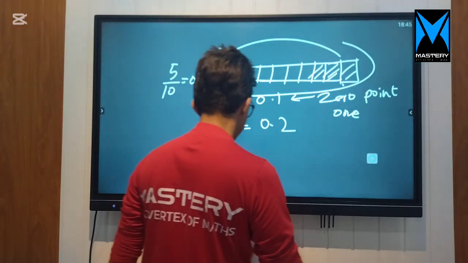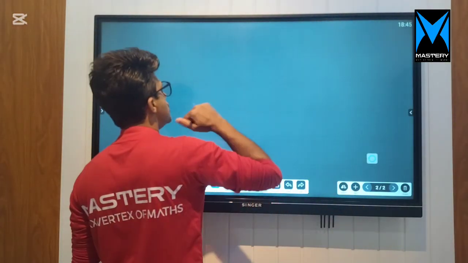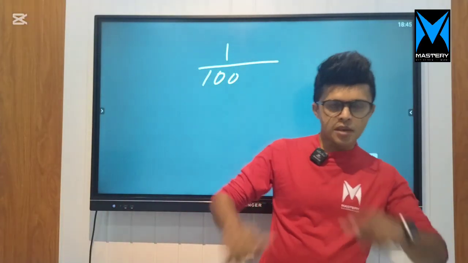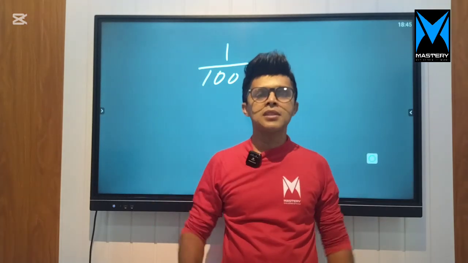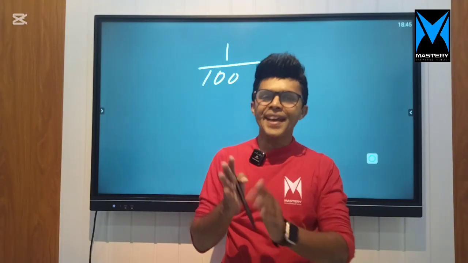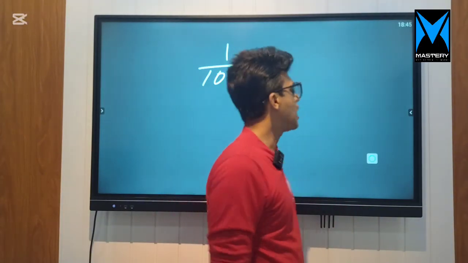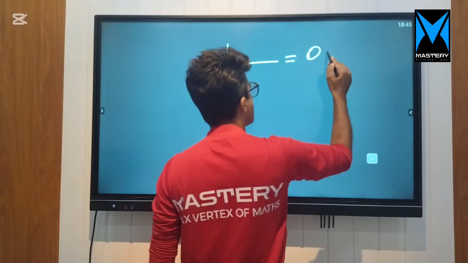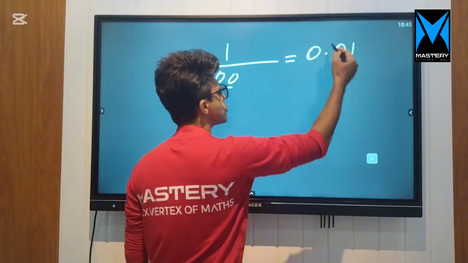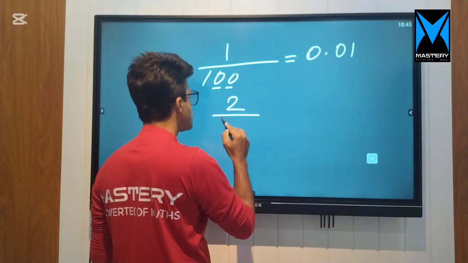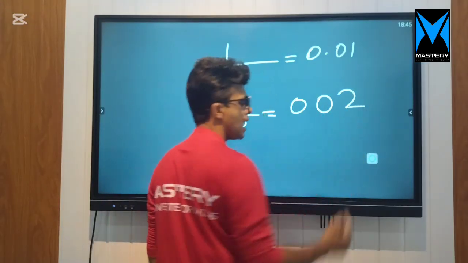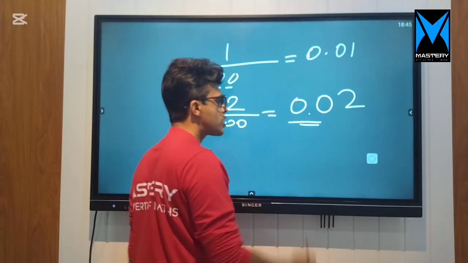So how can you realize this? Imagine you are dividing something into 100 equal parts. A certain segment is taken, and that segment is divided into 100 equal parts. From those 100 parts, one part is taken. This can be identified as 0.01. Here you could see 2 zeros, therefore you need to write 2 zeros, and after that the 1. For 2 over 100, you write these 2 zeros and this 2 as well, and the decimal point is kept here.